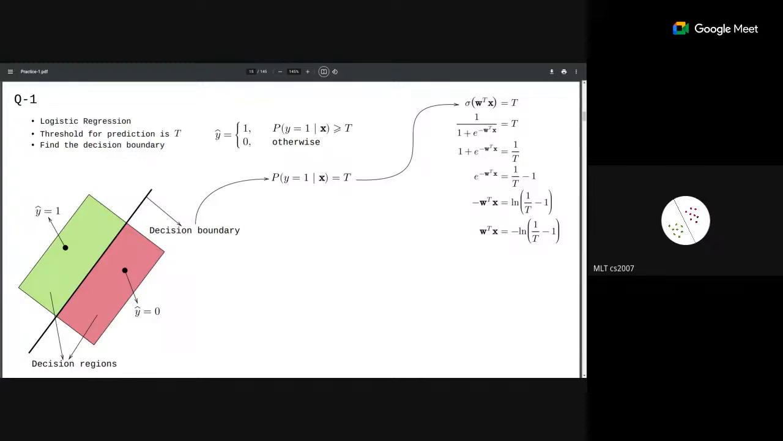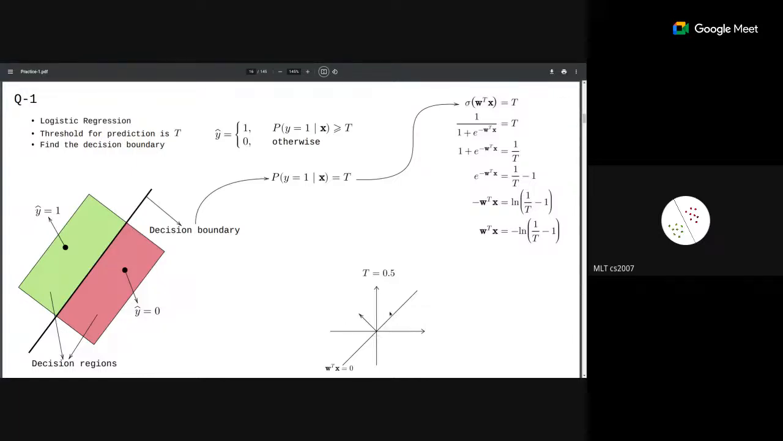Now, usually what is the threshold in the case of logistic regression? 0.5, right? So if T is equal to 0.5, what does the RHS become? Zero. Yes, that's correct. If T equals 0.5, this is ln of 1 by half, so ln of 2 minus 1, or ln of 1, which is 0. So if T is equal to 0.5, this is the decision boundary you get. It passes through the origin like every other decision boundary in our course. So this is quite clear, we are familiar with this.